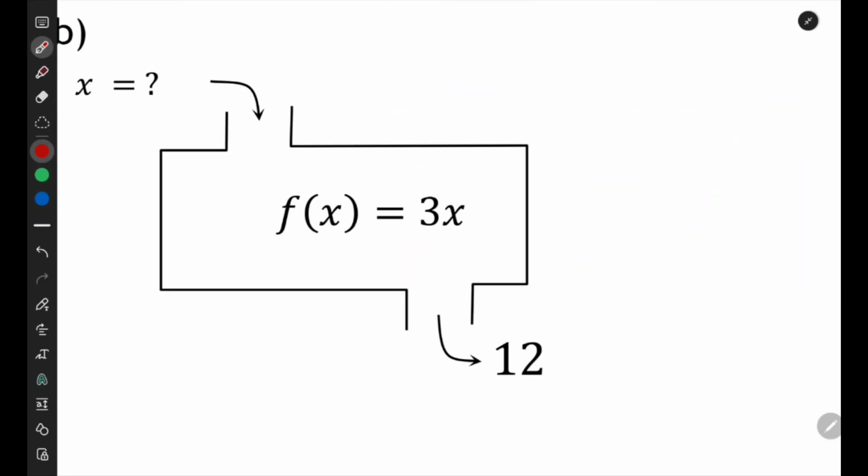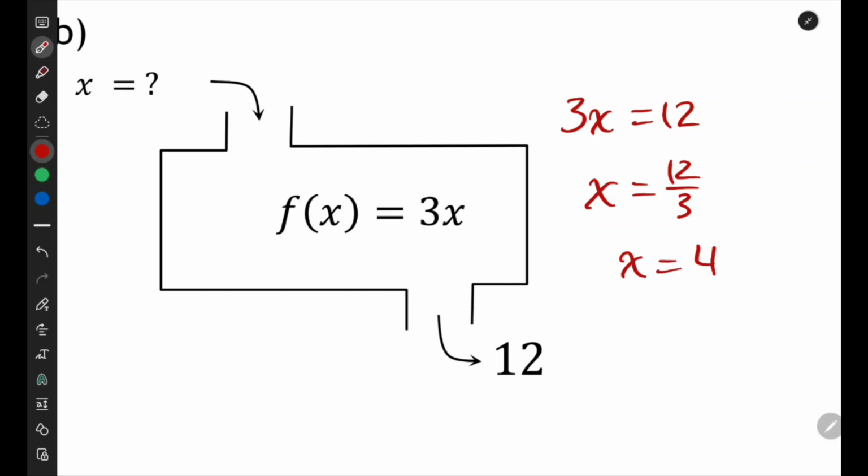And then for the second part of this equation, we're given the function f of x is defined as just 3 times x. So the definition of this function is take whatever x is and triple it. So that's the definition. I set it equal to the desired output. And if I divide both sides by 3, I get x is 12 over 3.